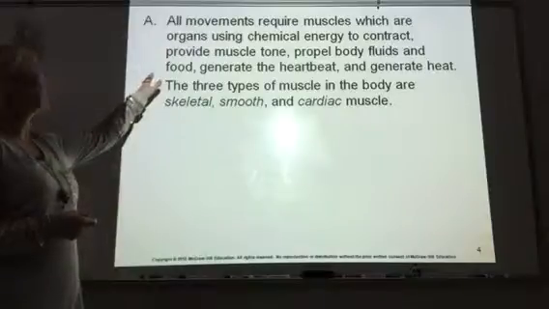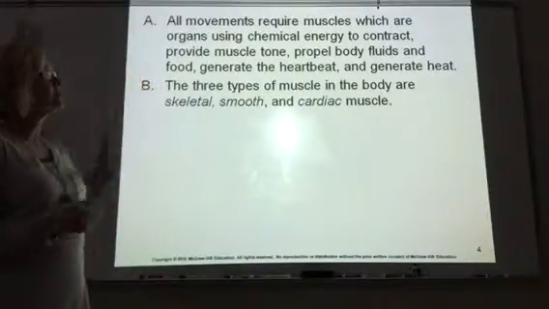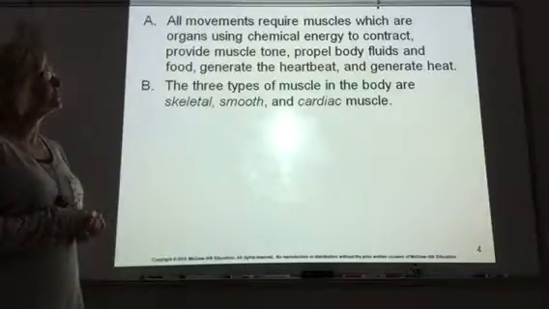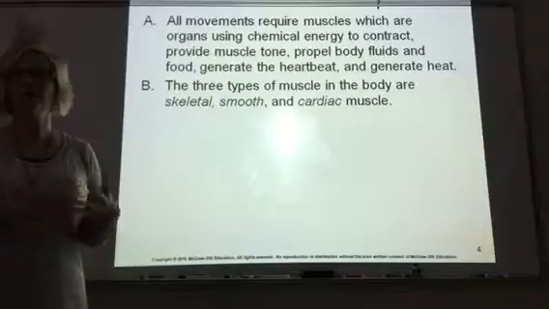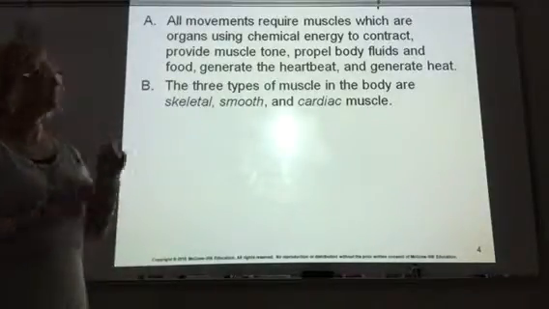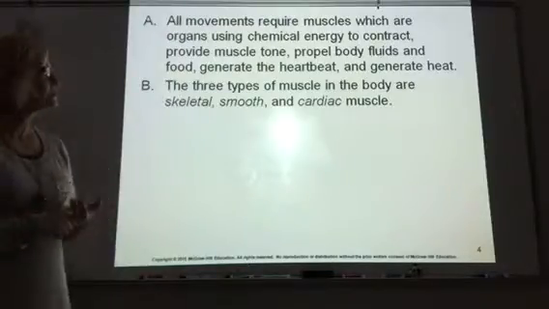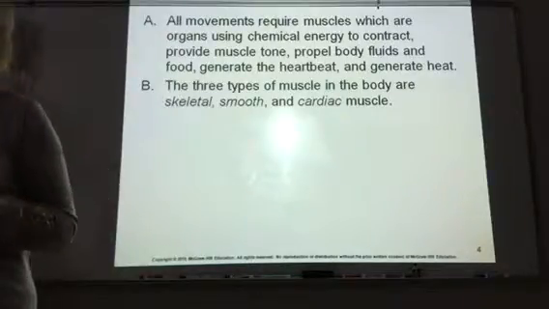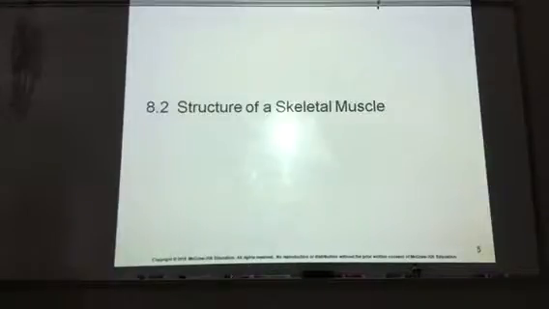It provides muscle tone that you have even when you're not using them. It helps to move body fluids and food. It generates heat, obviously very important. Your heart is a large muscle. And there are 3 types of muscle: skeletal, which is going to attach to the skeleton; smooth, which is going to be like the digestive system; and then cardiac muscle, which is specifically just your heart muscle.